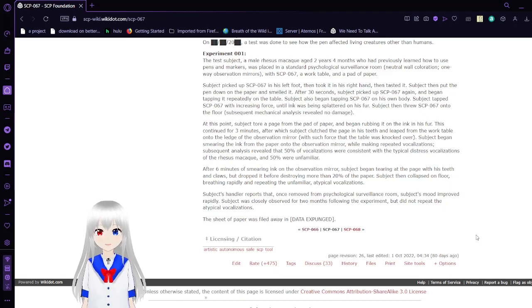At this point, subject tore a page from the pad of paper and began rubbing it on ink on his fur. This continued for 3 minutes, after which subject clutched a large page with its teeth, leaped from the work table onto the edge of the observation mirror with such force that the table was knocked over. Subject began spraying the ink from the paper onto the observation mirror, in repeated vocalizations.